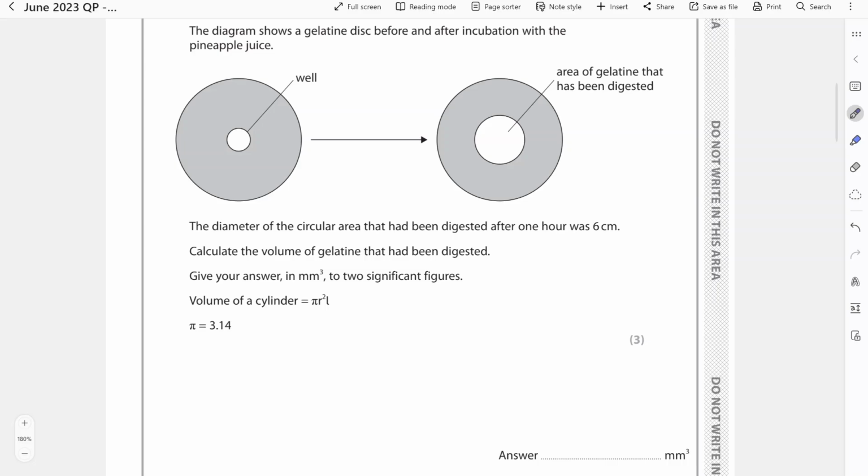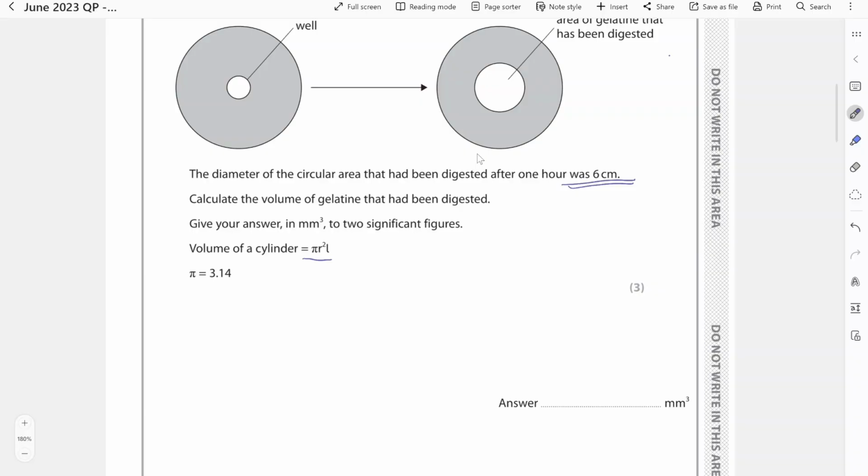And then the next part, it says the diameter of the circular area that had just been digested after 1 hour was 6 centimeters. Calculate the volume of gelatin that has been digested. Okay, so we're given the formula of the volume of a cylinder. So we need to figure out the volume before and after. Let me write this down here. This is the before, this is the after.